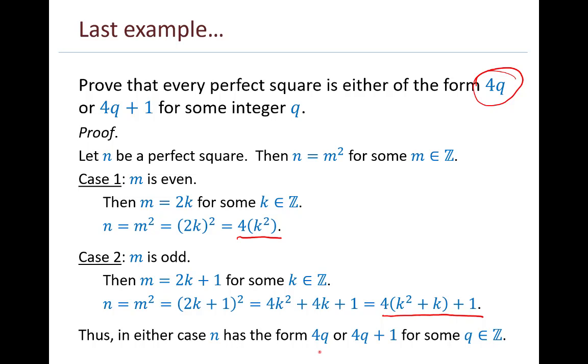This is kind of a funny example because my conclusion is an or statement, and it's true. In the first case, I ended up with a number of the form 4q or 4q plus 1, and in the second case, I ended up with a number of the form 4q or 4q plus 1. Alright, that is where I will stop for this video, and we will do more proofs in the future.